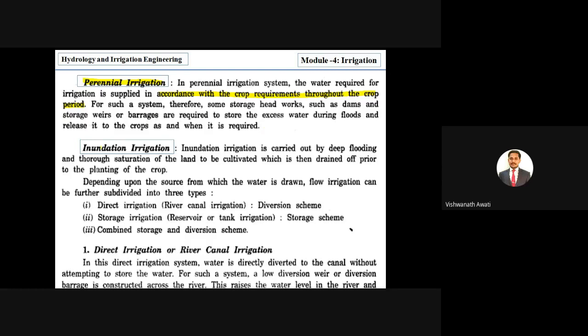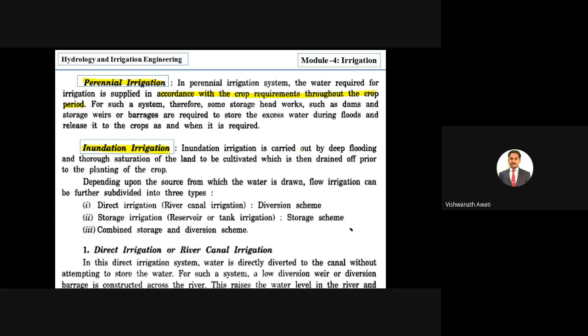Next is inundation irrigation, or flood irrigation. For example, it is like paddy agriculture. When you see paddy agriculture, right? Before planting the crop, inundation or flooding is made. After that, plantation is made in the water. So here it is almost the same, inundation irrigation.